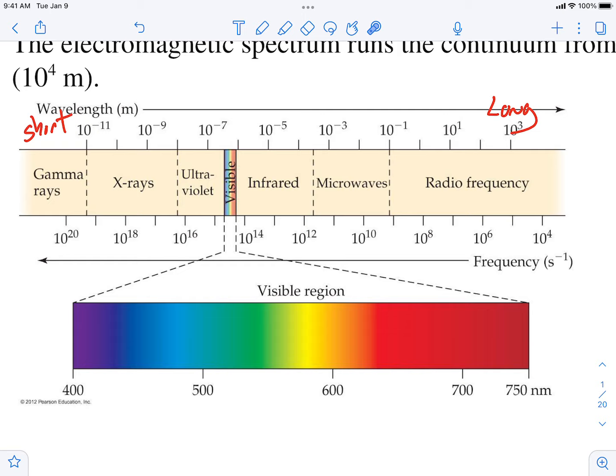Now, even within that small sliver that we can interpret, that is broken up by what you know as colors. So when the wavelength is 750 nanometers, that is the very edge of our visible range, that's red. And then as the wavelength shrinks and gets shorter and shorter, the color changes from red to orange to yellow to green to blue to indigo and then to violet. So Roy G. Biv.